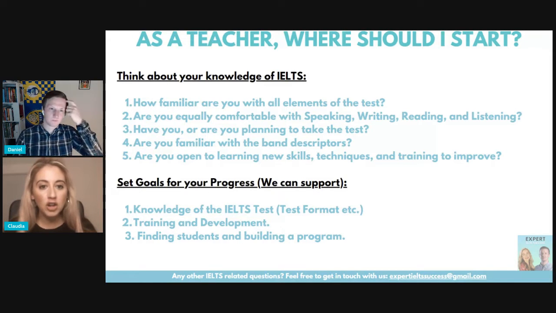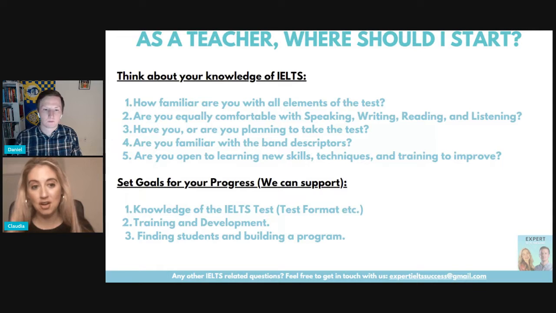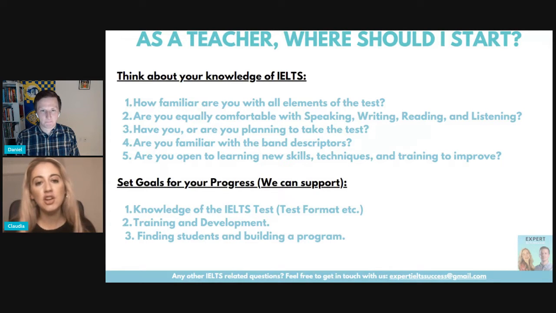How familiar are you with all elements of the test? Are you equally comfortable with each element? Have you or are you planning to take the test? Are you familiar with the band descriptors? And are you open to learning new skills, techniques, and training to improve? So that's what you need to think about when you first start out.